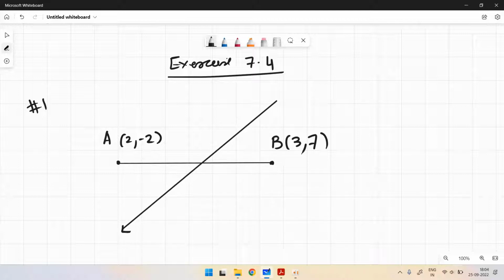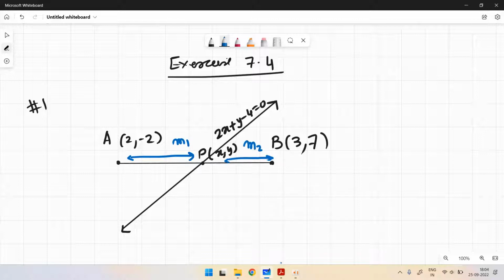Suppose this is the line 2x + y - 4 = 0, and it is intersecting at this point. Suppose I name this point P. The point is (x, y), and it divides this line segment in the ratio m1 to m2.